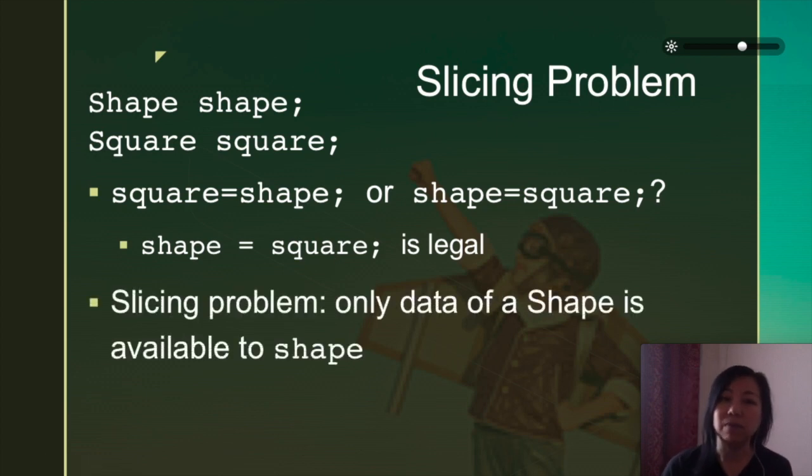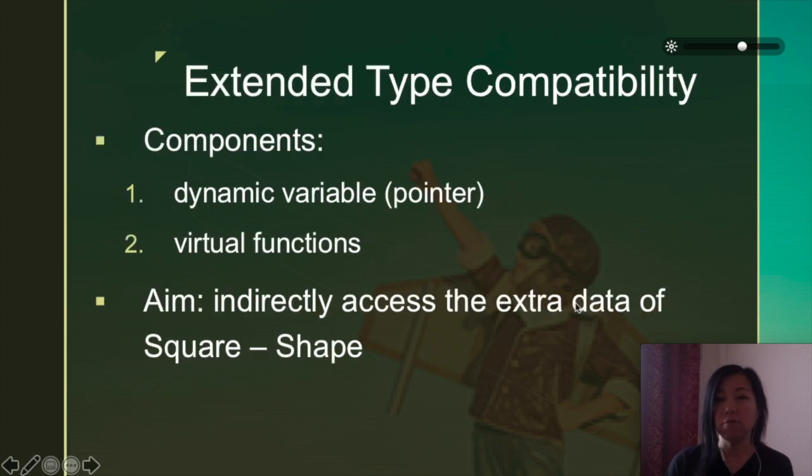And what is the slicing problem? Basically, whatever data belongs to square that shape doesn't have becomes unavailable. So that's why we want to talk about how to make extended type compatibility happen. Even with that kind of assignment, we can make the data of square still available using two components: one is a dynamic variable, and the other is virtual functions. Our goal is to indirectly access the extra data that a square has beyond a shape.